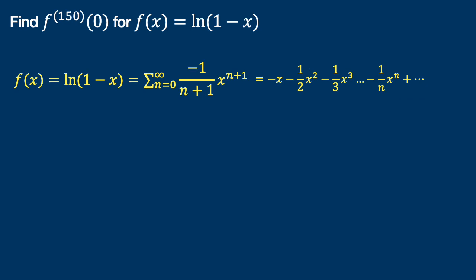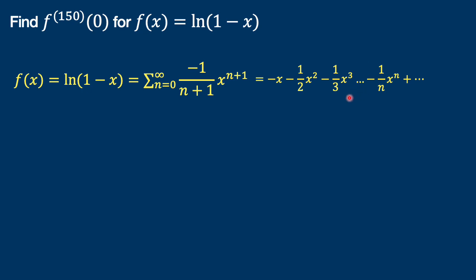Let's have one more example for that. This time we are looking for the 150th derivative at 0 for f(x) equals ln(1 minus x). So don't try to find the 150th derivative directly. We can use the Maclaurin series for f(x) equals ln(1 minus x). The Maclaurin series is the sum of negative 1 over n times x to the n. We expand this Maclaurin series, then look for the coefficient of x^n.